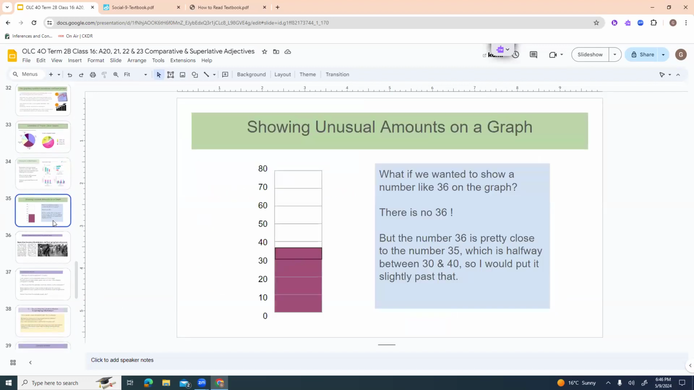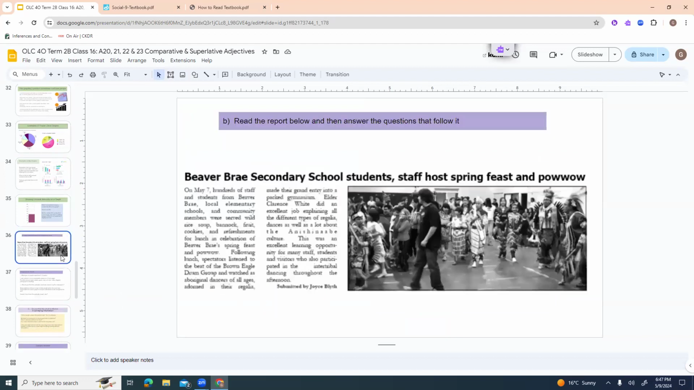Oh, one more thing. If you want to show a number like 36 in the graph, but there's no 36, 36 is pretty close to 35, which is halfway between 30 and 40. So I would just put a little line there and color that in to show.